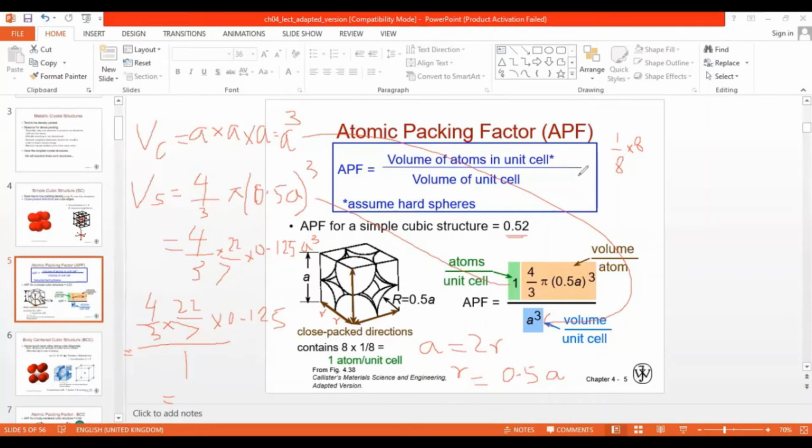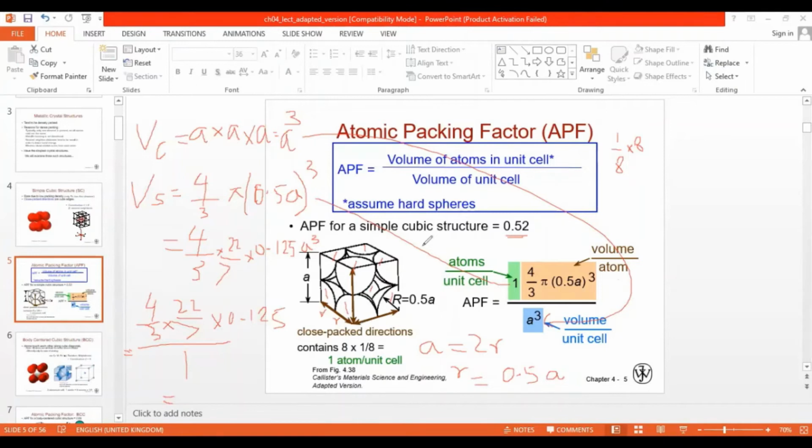You need to understand the difference between these two. Volume of atoms in unit cell. So that is this atom, this atom, this atom, this atom, this one, this one, this one, and this one. Right. So volume of atoms in unit cell divided by volume of unit cell. Volume of unit cell is this into this into this. This is the volume of unit cell. Right. So this a cube is the volume of unit cell, and here this 4/3 pi r cube is the volume of atoms in unit cell, right?